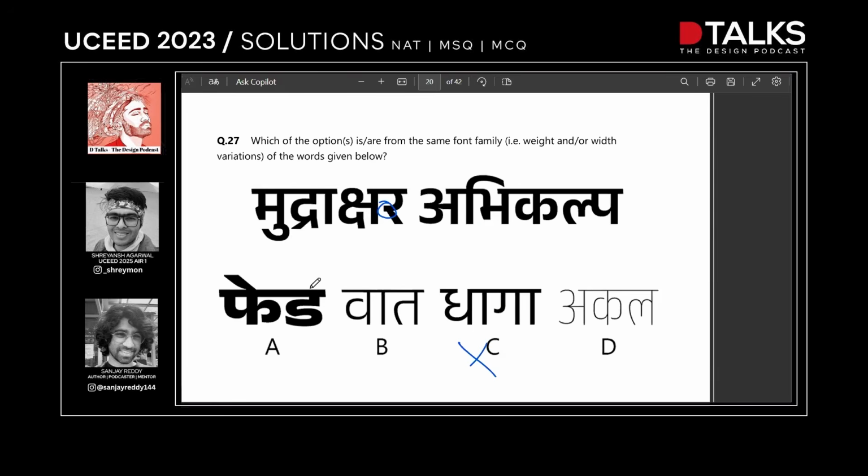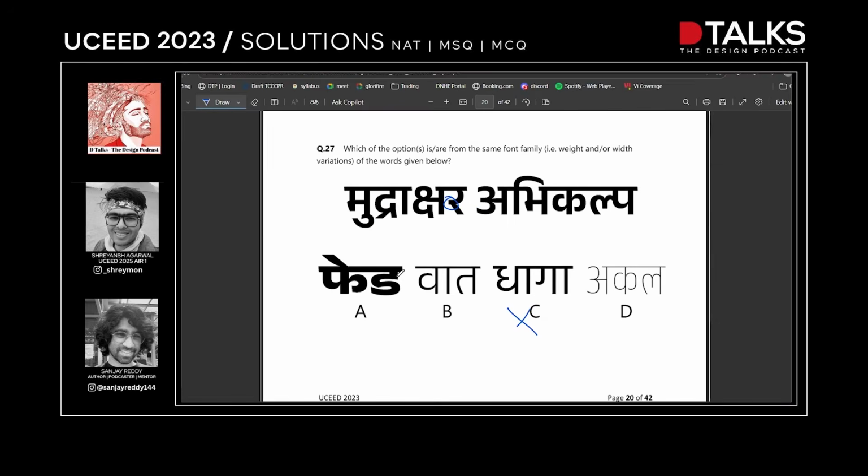Then let's see A, B, and D. In A, I think this is the exact same font, just bold. One good way to see it is there's a very sharp cut in the letters, and the other letters also have very sharp edges, and this part is the very same as this part. This is the same font, just a bolder version.